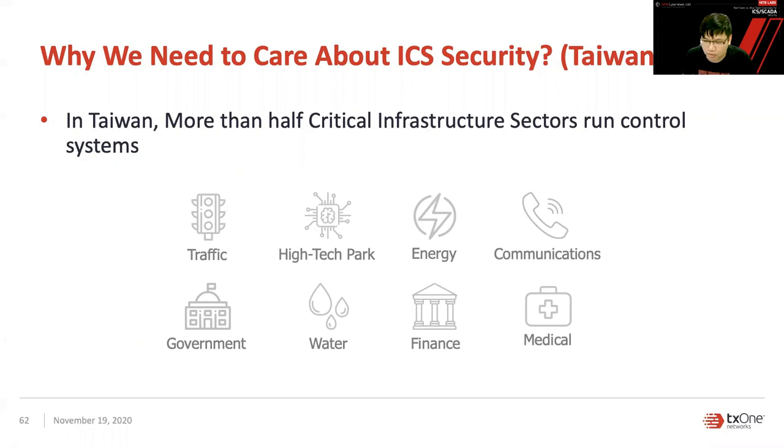In Taiwan, there are eight critical infrastructure sectors: traffic, high-tech park, energy, communication, medical, finance, water, and government. I'm not sure about communication in Taiwan for ICS, but traffic, high-tech park, energy, water, and medical run control systems. So you can think about one thing: if you don't have a traffic system, you don't have water and energy, and you have a broken medical system, how is life? What will it look like? It is very tricky and terrible.